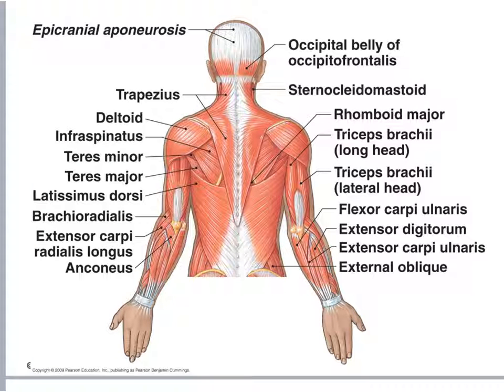Now let's go to the back of the torso and neck and upper limbs. Make sure you know the trapezius, the deltoid, the infraspinatus, the teres minor, the teres major, the rhomboids, the latissimus dorsi, the triceps brachii, and the extensor carpi longus.